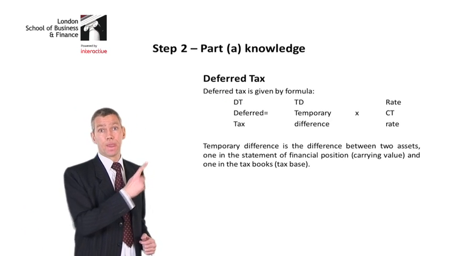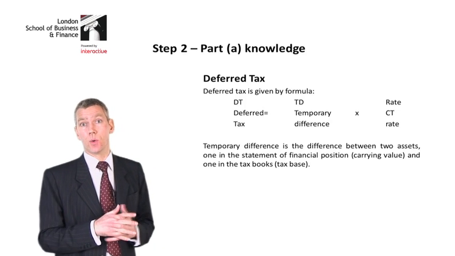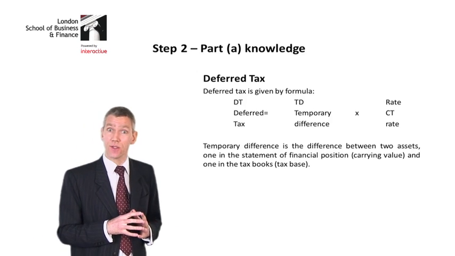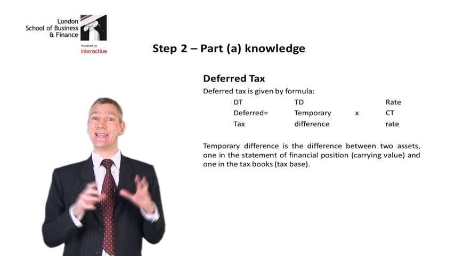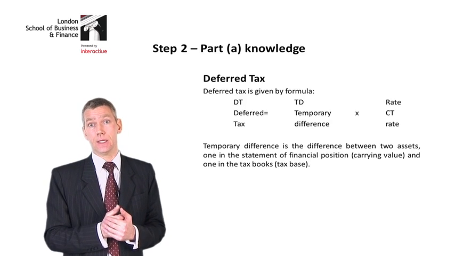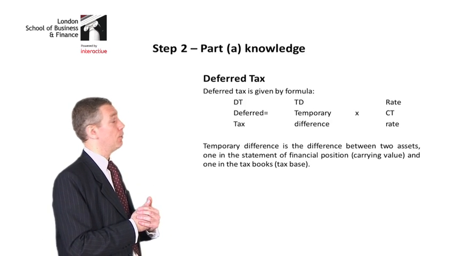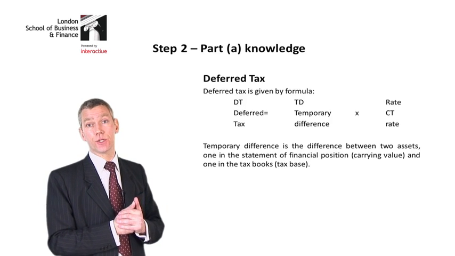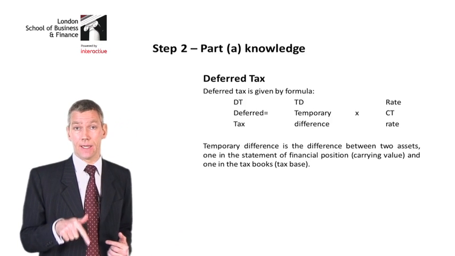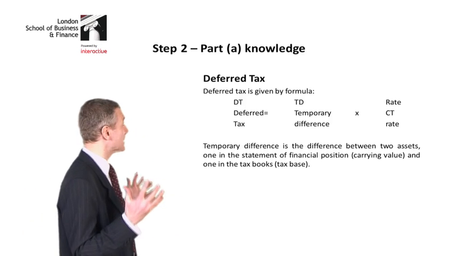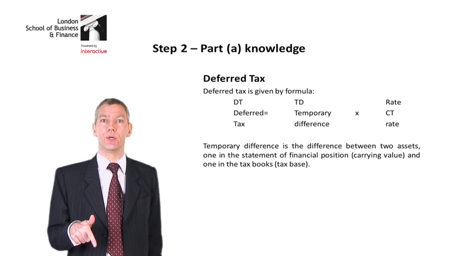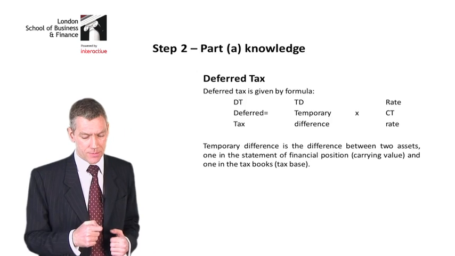Part A, knowledge. The knowledge that you require in order to answer part A relates to deferred tax, which is a strange subject, to say the least. A very technical subject with a lot of number bashing. It essentially ends up being arithmetic, as you can see from the equation here. What I have is the slide in front of me on the computer, so I'll have a look down and you have a look at what I'm saying.